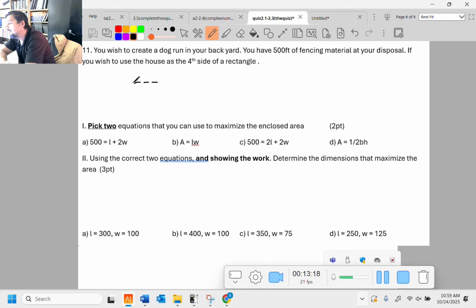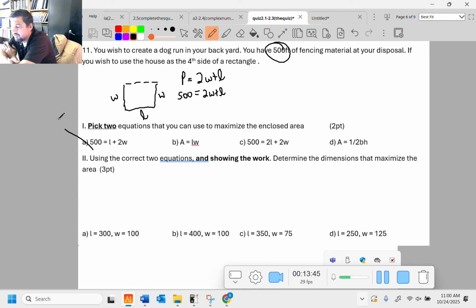Anywho, you have 500 feet of fencing material at your disposal. Now, I know I've modeled this question with y'all several times, whether in class or video. But here's your diagram. Fourth side doesn't really exist. And I've always called this width and that length, okay? The perimeter of my almost a rectangle would be 2 widths plus a length. And I know that there's 500 feet of fencing available. So that'd be 500 equals 2 widths plus a length. There's one of your equations.